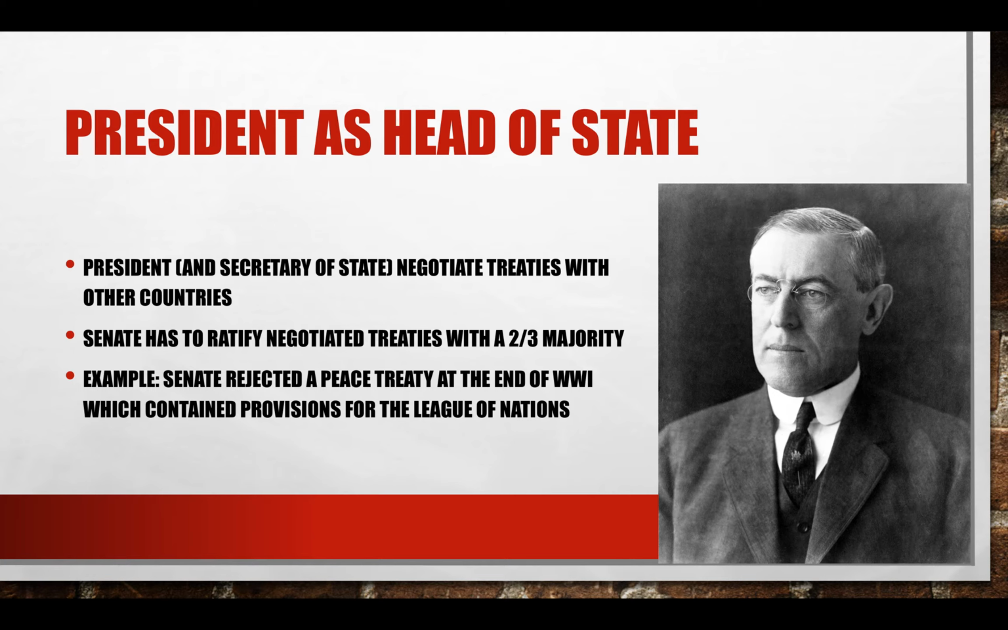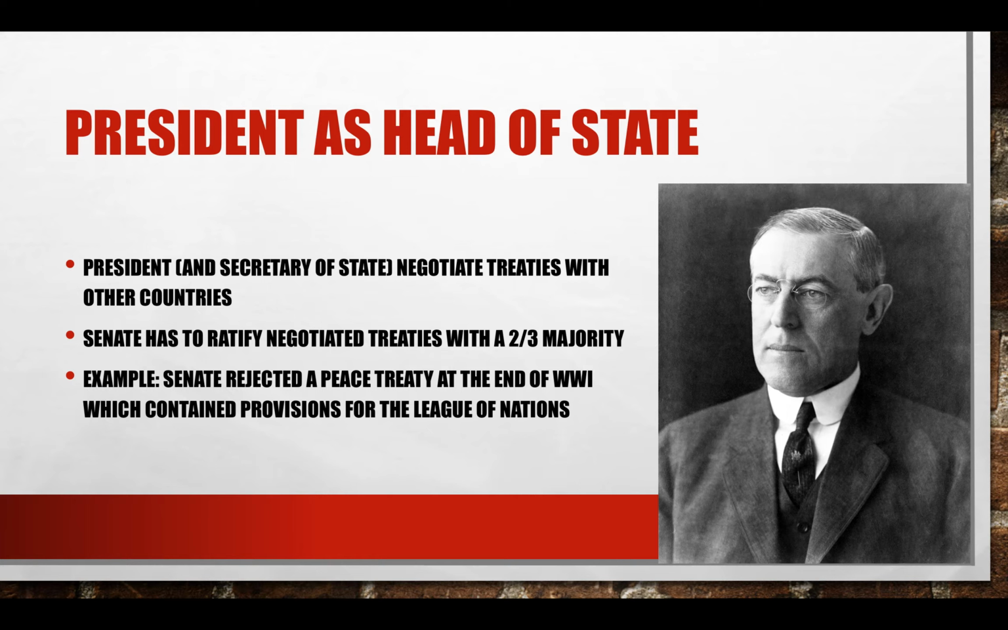The president is the head of government and also the head of state. The president and his Secretary of State negotiate treaties with other countries. Any treaty they negotiate has to be ratified by a 2/3 majority in the Senate. This is not always a given.